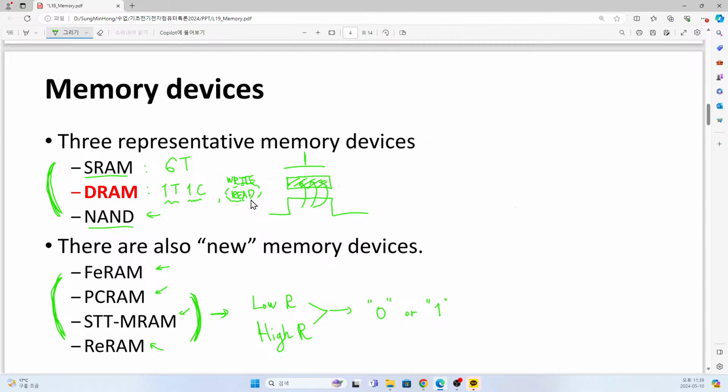And DRAM suffers from significant leakage current, and retention is quite important. This retention is not determined by a single individual device, but we must see the statistical distribution of retention time. The worst one determines the overall retention time, so that's the problem.